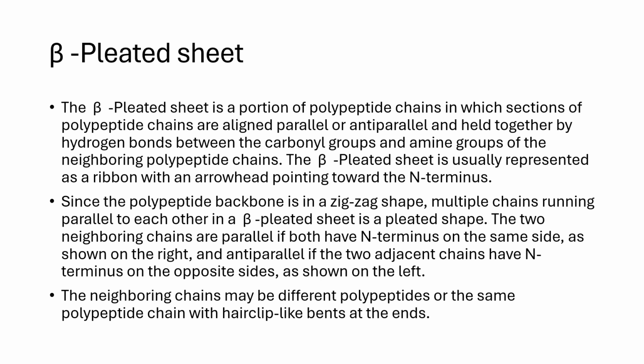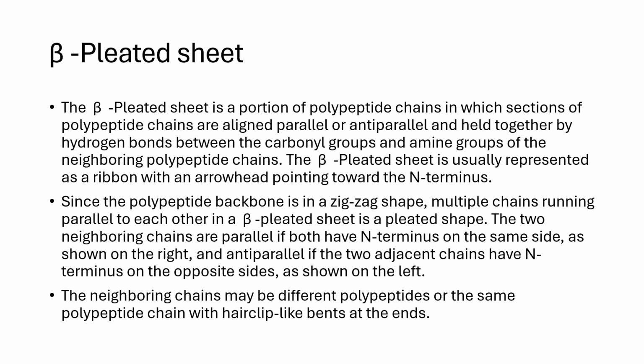Beta pleated sheet is a portion of polypeptide chain in which sections of polypeptide chain are aligned parallel or anti-parallel and held together by hydrogen bonds between carbonyl groups and the amine groups of neighboring polypeptide chains. The beta pleated sheet is usually represented as a ribbon with an arrowhead pointed toward the N terminus.